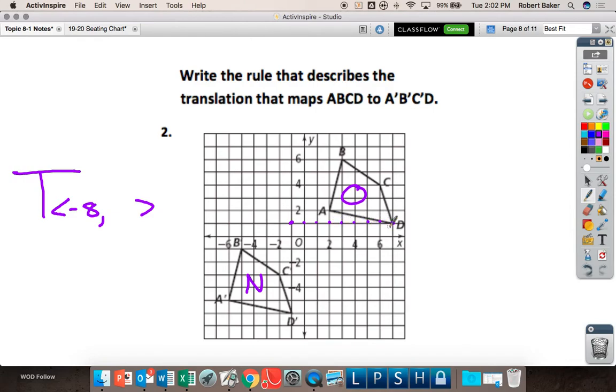Now how far is it down? Negative 7. Down 7. So if I apply that rule to what shape? A, B, C, D. It will move that quadrilateral 8 units to the left and 7 units down.